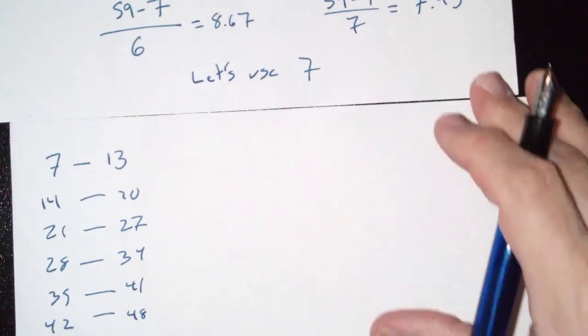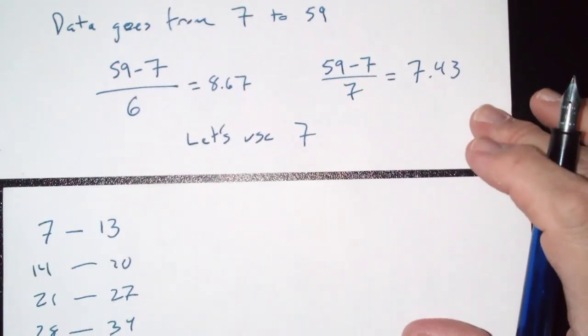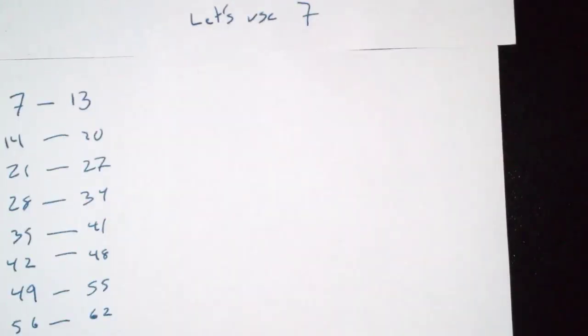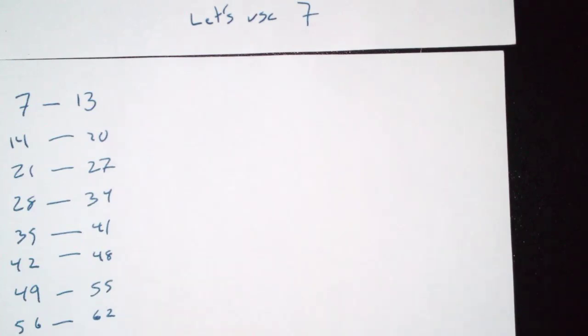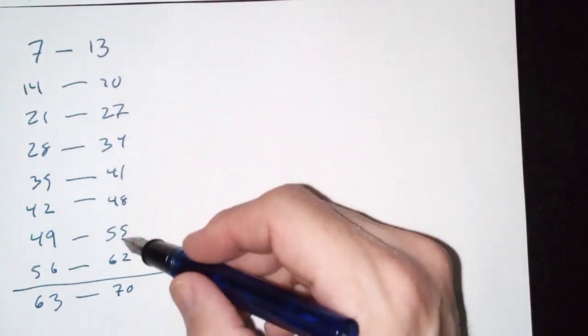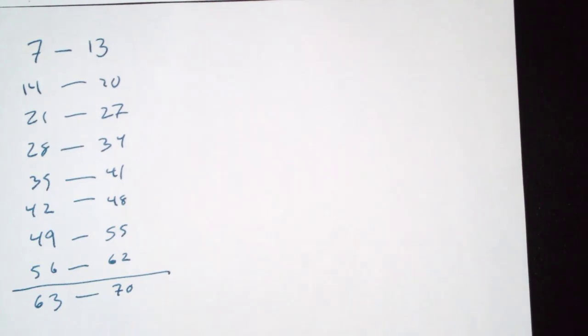Now, the problem is when I do this, what happens? I didn't end up with the right number of bins, did I? That's what I did wrong. I wanted to use 7 because we took this number and rounded it down for each width, but that's not 7 bins, is it? And I'm going to have data all the way up to here. My biggest data value, we said, was 59. 1, 2, 3, 4, 5, 6, 7. I ended up with 8 bins because I rounded down.